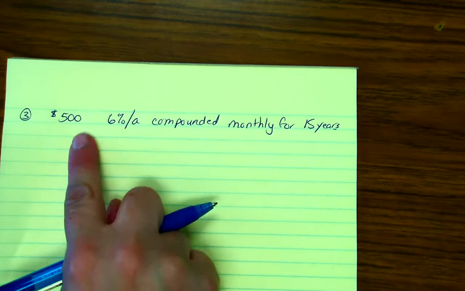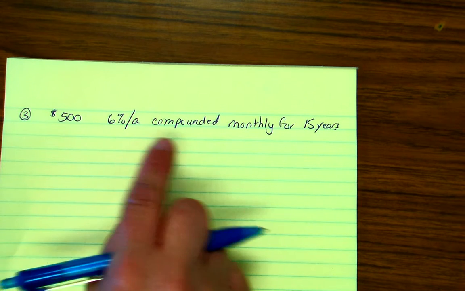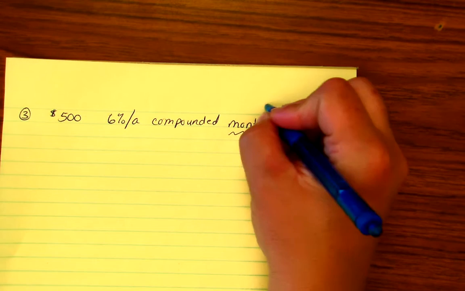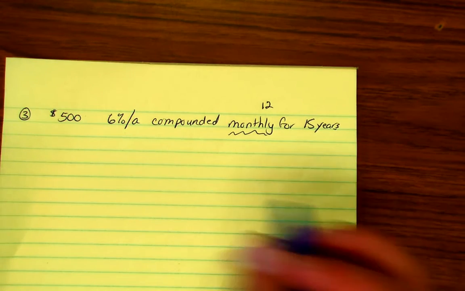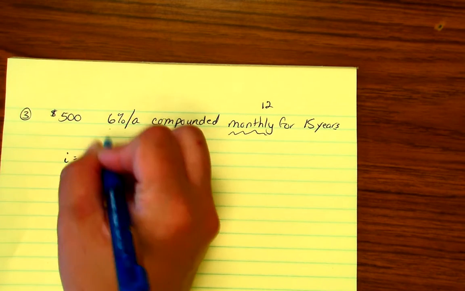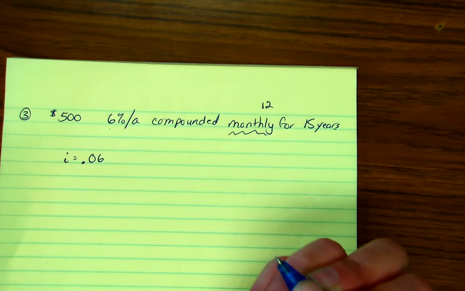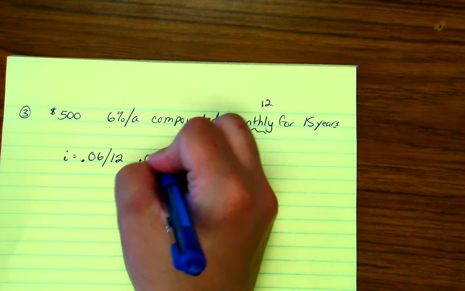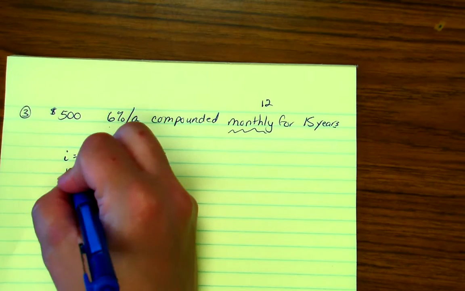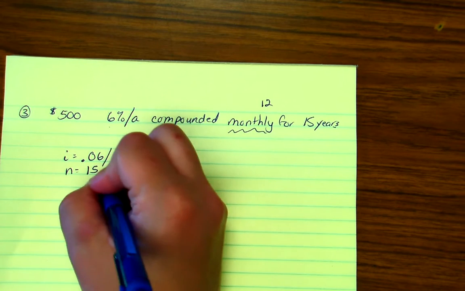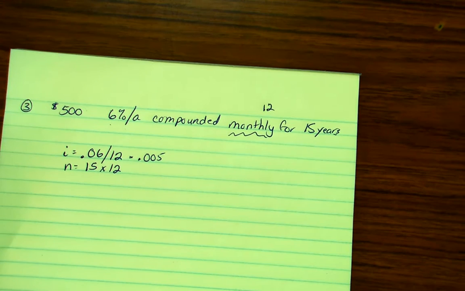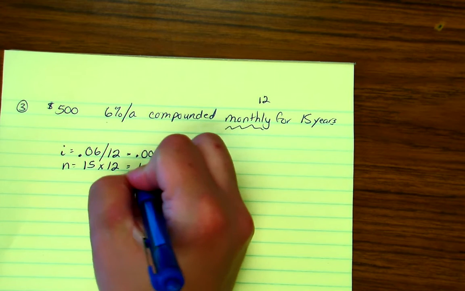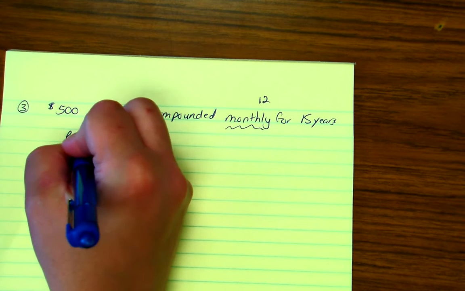So now I have $500 at 6% per annum, compounded monthly for 15 years. So monthly means 12 times a year. So to calculate my I, I change my 6% to a decimal, which is 0.06. Now I'm going to divide it by 12, 0.005. My N is 15 years, but now I have to multiply it by 12. So it's 180. And my P is 500.